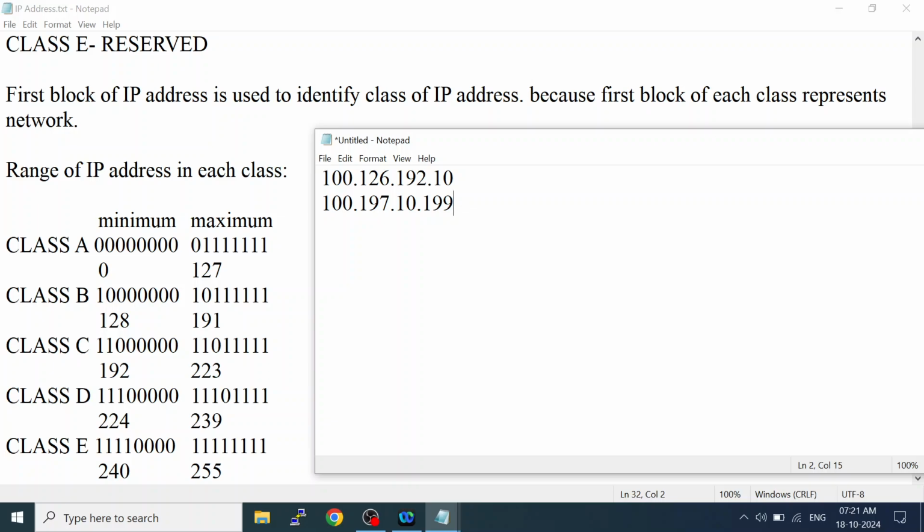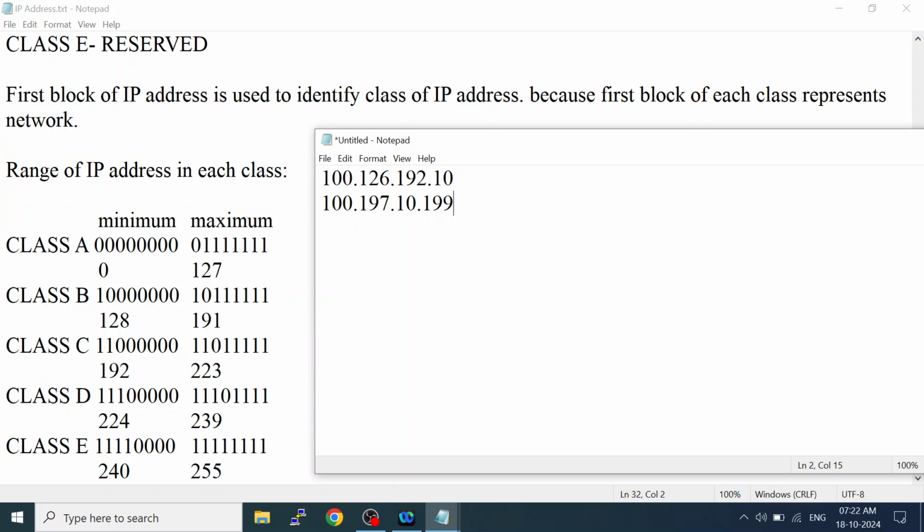Are both the IP addresses in the same network or different networks? How many of you think different network, and same network? Confused? This IP address belongs to which class? How many blocks are the network? The values are the same in one block. That's it.